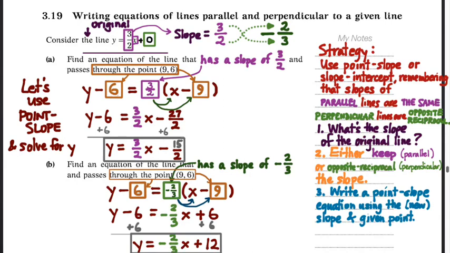Plugging that point and slope into the point-slope form of an equation is, for me at least, the easiest way to get it done. And in each of these examples, once we've solved for y, we then get an equation which is in slope-intercept form at the end of the day.